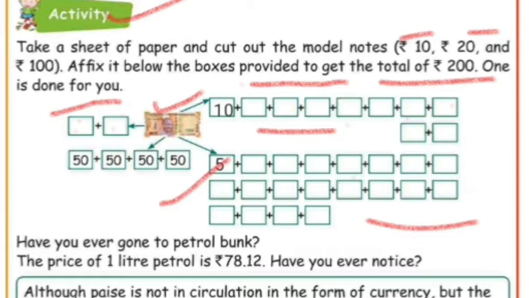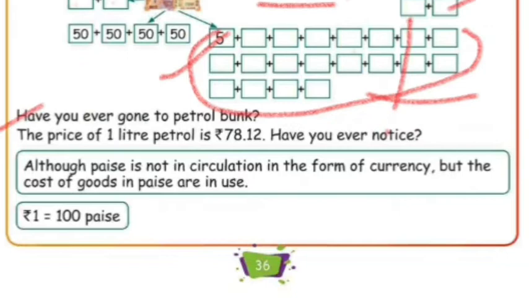Listen carefully, children. This is our very important exercise. The price of 1 liter petrol is 78 rupees point 12. This 12, after the decimal point, is known as paise. This paise is not in use nowadays, but while you buy some grocery or any goods, they are using the cost of goods in paise.